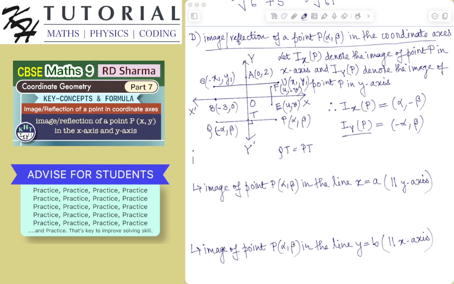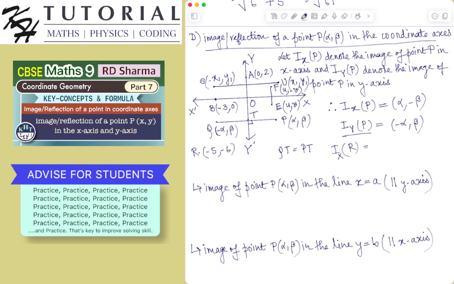Okay. So let's say I have a point. Let R be the point (-5, -6). What will be the image of the point R in the x-axis?